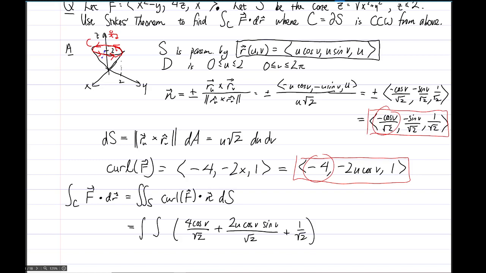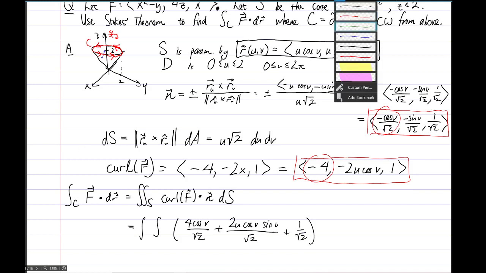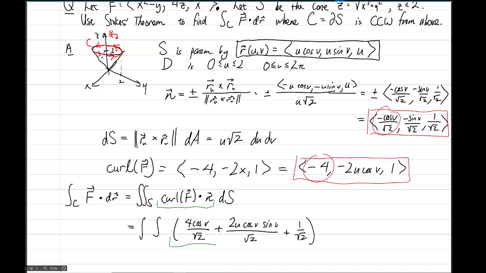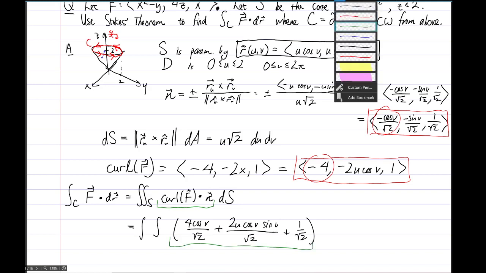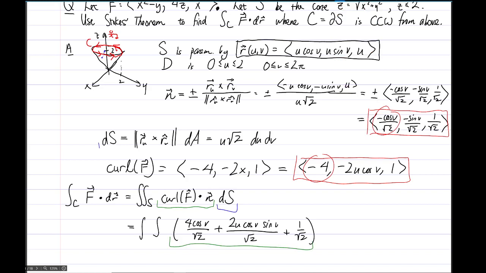So this takes care of that part. We now need dS right here, which we had computed earlier. So in this space, we need to write u root 2 du dv. Since we've set up a du dv integral and we have the parameter domain information up here, the inner integral goes from 0 to 2 and the outer integral, the v integral, goes from 0 to 2 pi. So there we're set up.